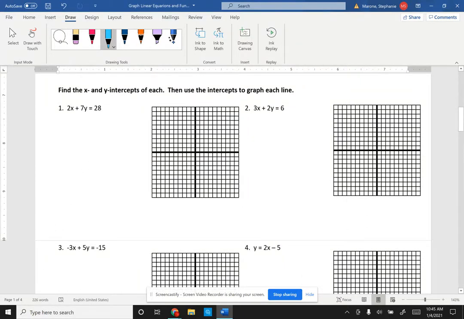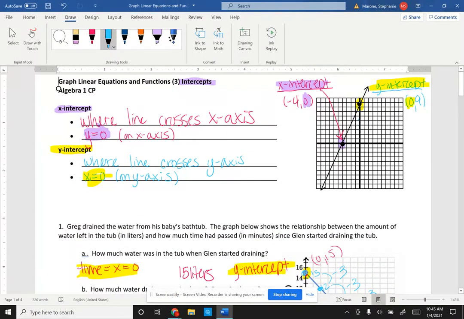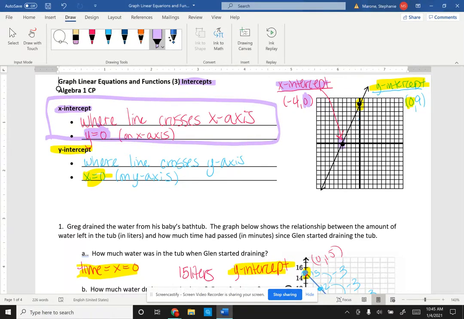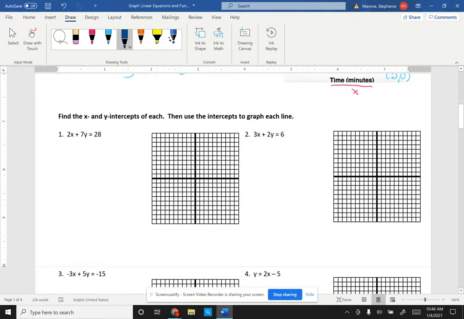Now we're actually going to go through and find the x and y intercepts. So going back up top, I see that the x-intercept is where y is equal to 0. And then the y-intercept is where x is equal to 0. So we're going to find both of those intercepts for each problem. We're going to find the x-intercept, which means that y is equal to 0, and we're going to find the y-intercept, which means x is equal to 0. So we find both the x and the y.